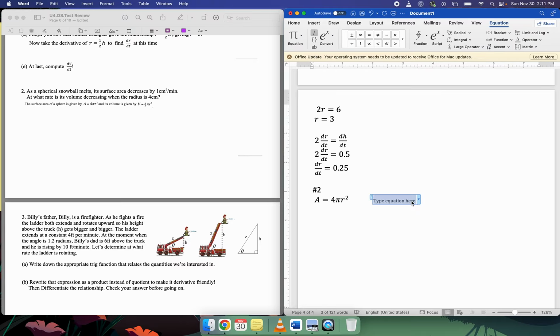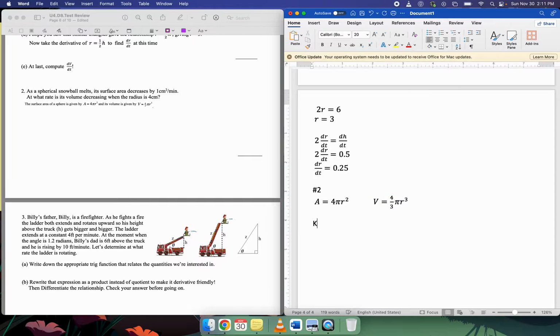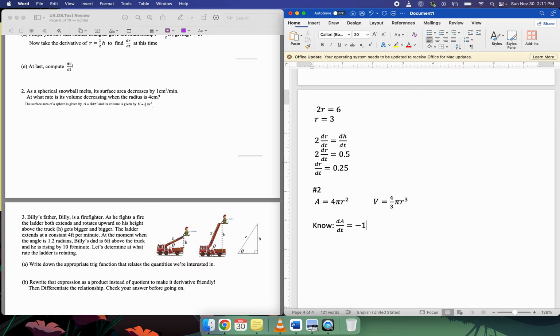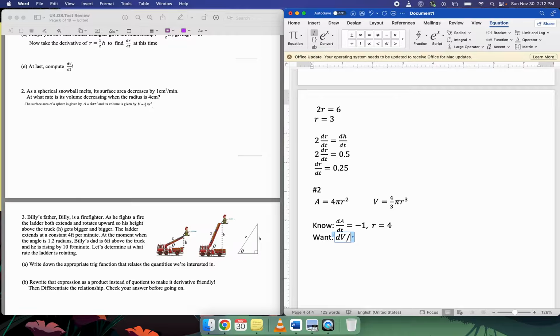The surface area is 4 pi r squared, and the volume of the sphere is 4/3 pi r cubed. Apparently we need both of those. So what do we know here? We know that the surface area is decreasing by 1 square centimeter per minute. I think that means dA/dt, the rate of change of the surface area, is -1 because it's decreasing. And we also know that at this moment in time, the radius is 4. So r is 4, and that's it. And I want to know at what rate the volume is decreasing, so I want dV/dt.